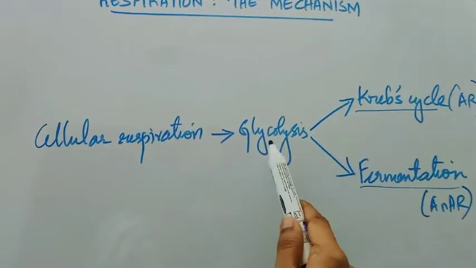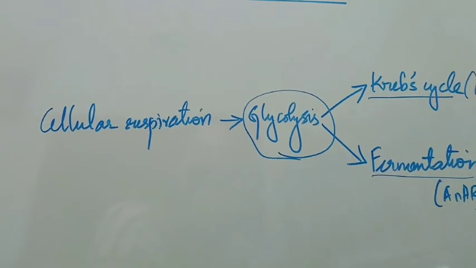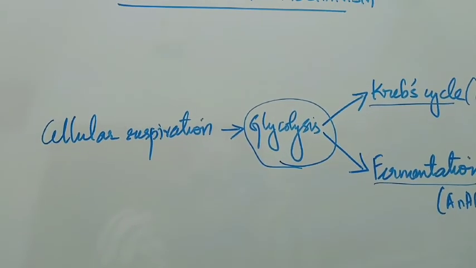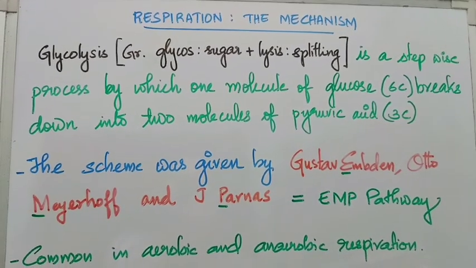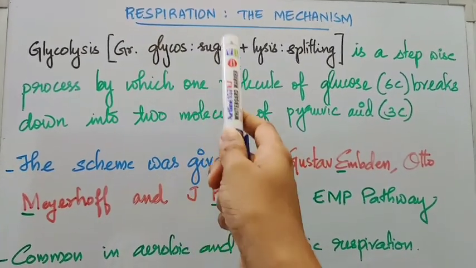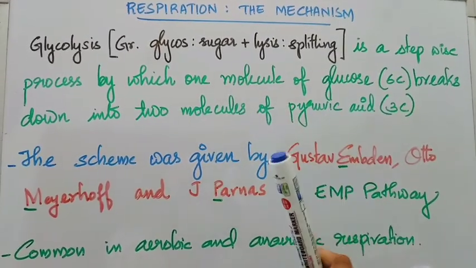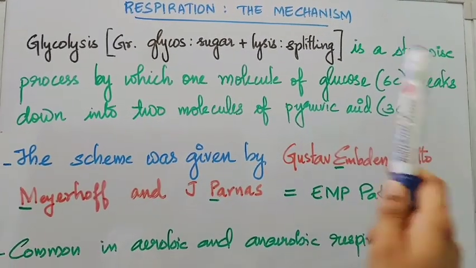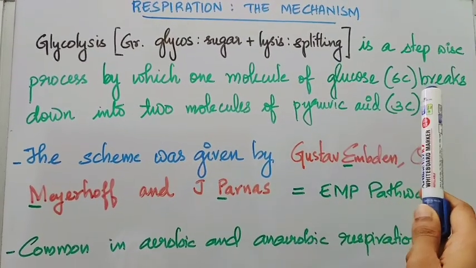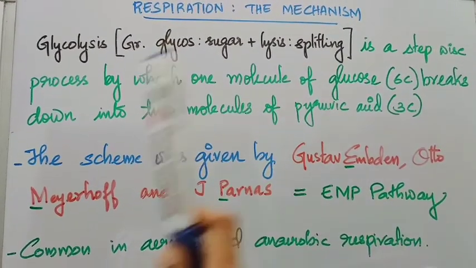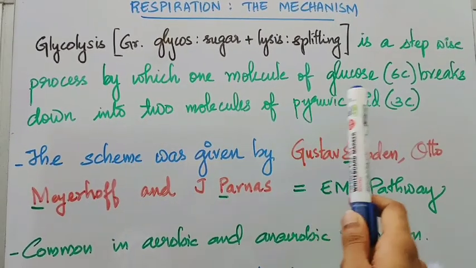Okay, first we'll be discussing glycolysis, the step-by-step process involved in glycolysis. So what is glycolysis? In Greek, glykos means sugar and lysis is splitting. So basically, it is a stepwise process by which one molecule of glucose, which has 6 carbons, breaks down into 2 molecules of pyruvic acid.